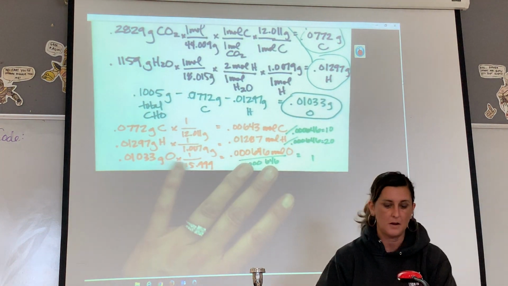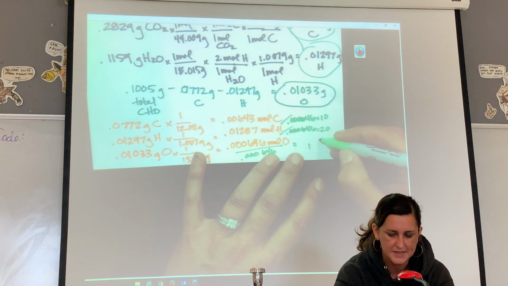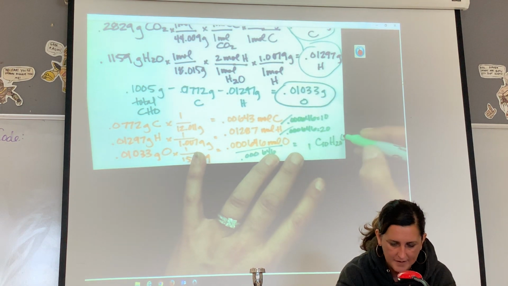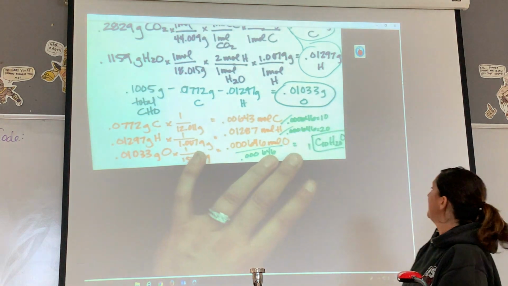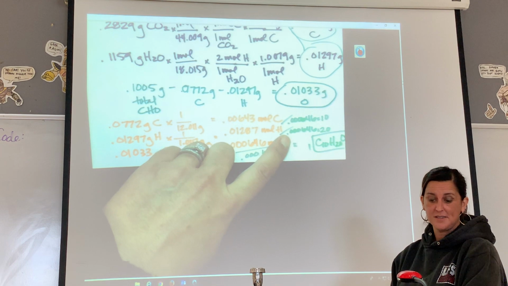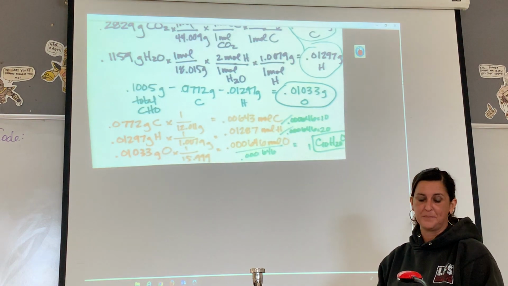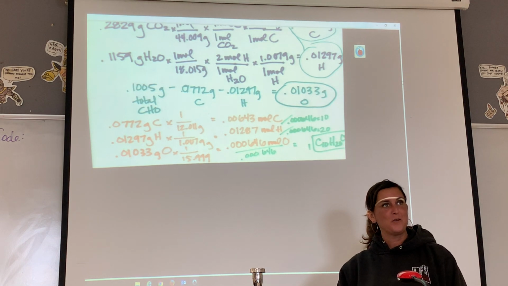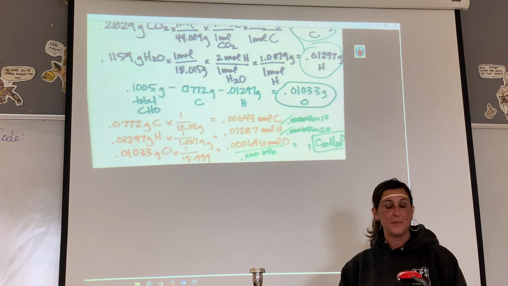Okay, so our empirical formula comes out to be C10H20O. Oh, sorry, that's kind of squished over there. 1 oxygen to 20 hydrogens and 10 carbons. And that is our total example for combustion analysis, in a situation where you have carbon, hydrogen, and oxygen.